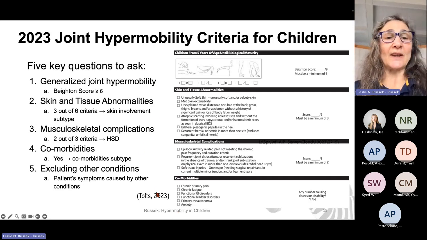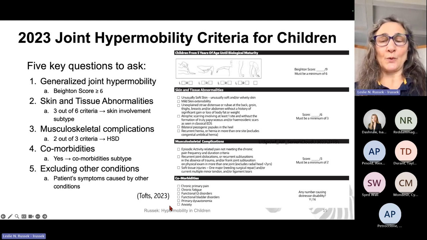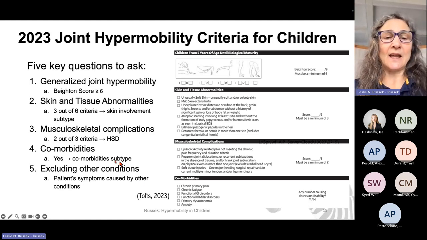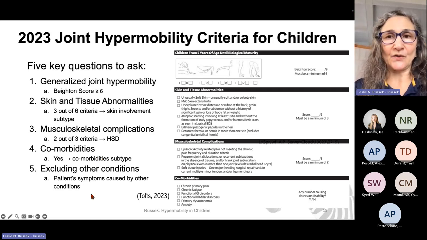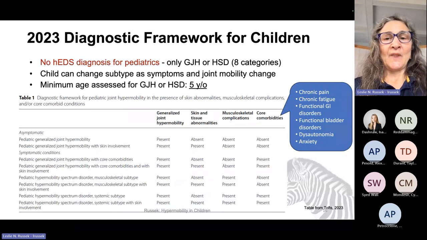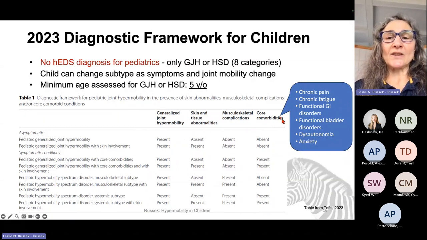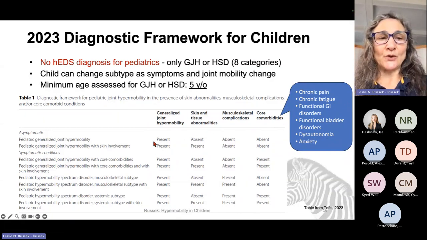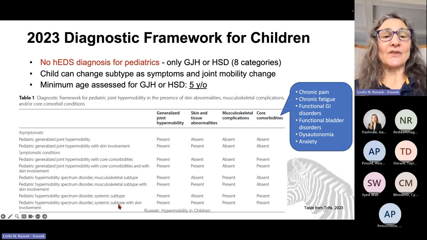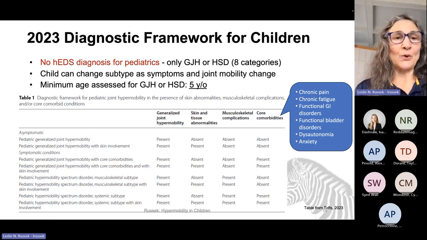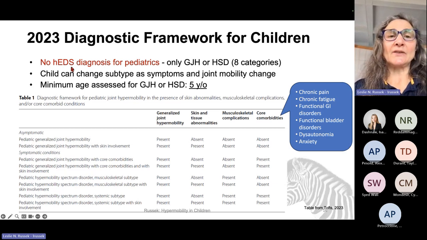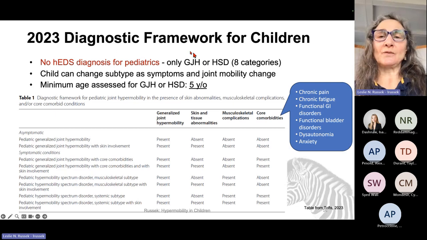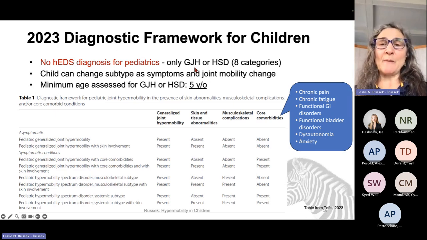So these are the questions that you can ask to walk through the criteria and make the decision. And again, excluding other better explanations for the condition. This chart just divides up based on your answer to those 4 questions, whether it's present or not present, and it identifies subtypes. Not really necessary to put people into these subtypes, but if you choose to, this graph can help you do that.